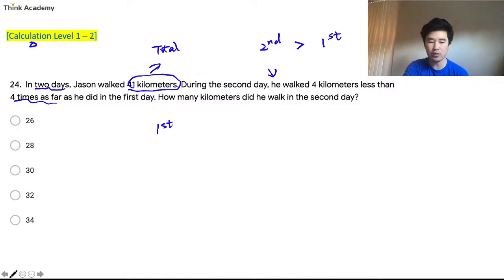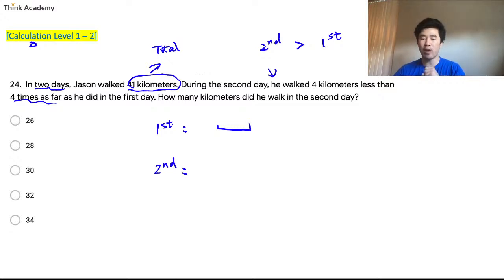How can we actually solve this problem? Here, I will introduce you guys a method. It's called the line segments representation. So let's say, first day, I don't know how long I travel. Let's say I just travel this far, 1 line segment. This is the distance I travel in the first day. All right, let's represent how long I travel in the second day. Let's read the sentence one more time. 4 kilometers less than 4 times as far as he did in the first day.